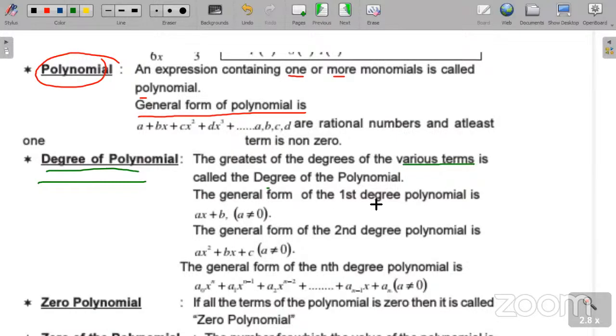See, the general form of the first degree polynomial, I already explained to you. Ax plus b, a does not equal to 0. The general form of second degree polynomial, already we have discussed, right? Ax square plus bx plus c. The general form of the nth degree polynomial also we have discussed, right?